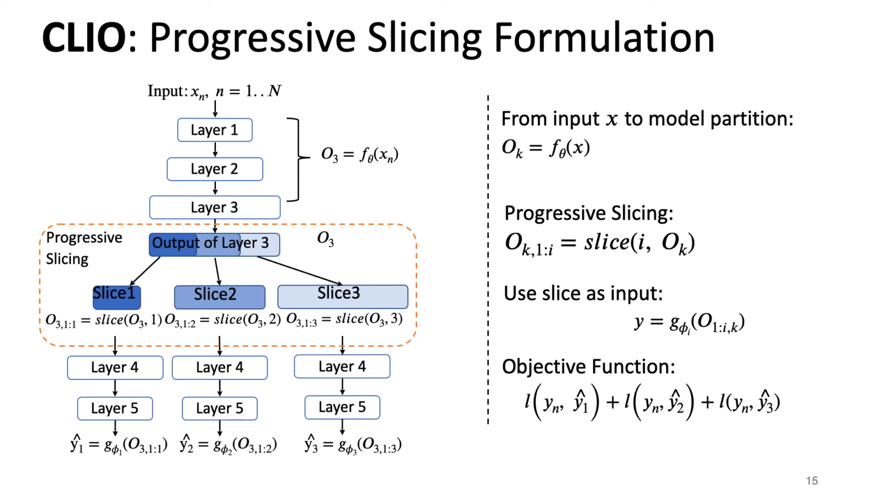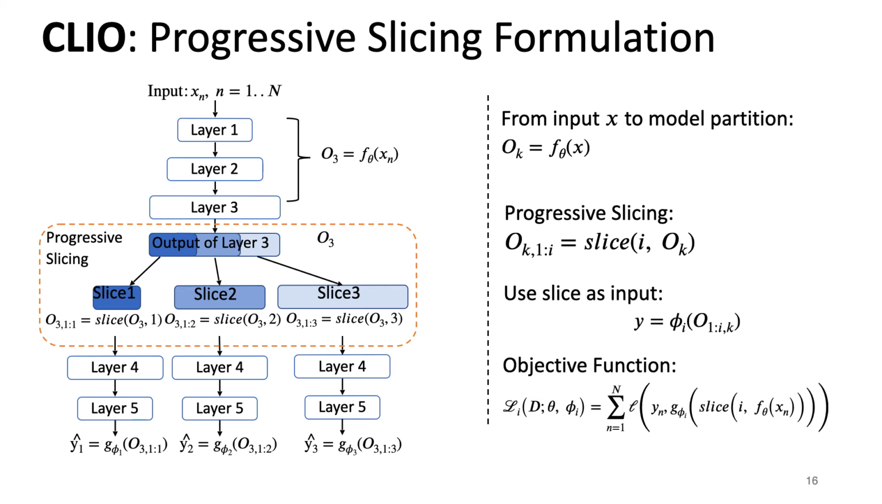The head layers on the cloud are denoted as g_φ_i, and the final prediction output will be ŷ_i. Then the total objective function will be the sum of the loss functions from the different prediction results. For example, here the objective function will be L(ŷ_1) plus L(ŷ_2) plus L(ŷ_3). And we can simply extend the objective function to a general form of n different slices, as you can see on the right.